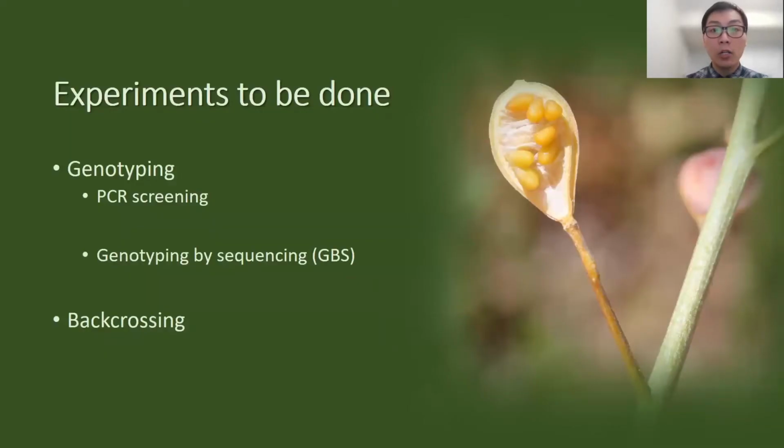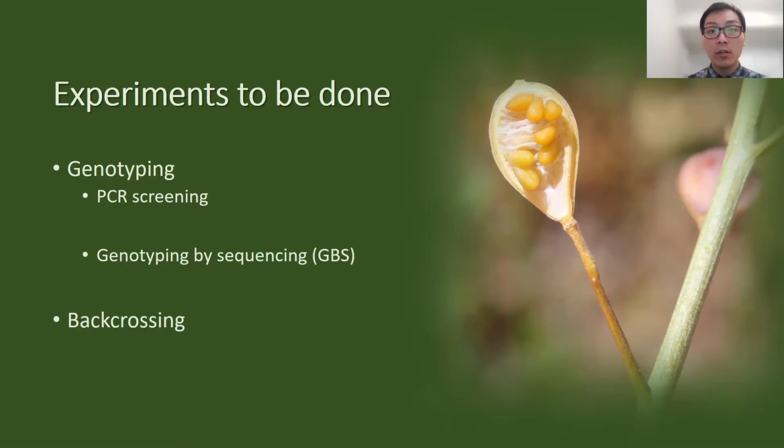So the second part of the experiment is genotyping. The 2 major techniques we use are PCR scanning and genotyping by sequencing. PCR scanning is used to detect whether deletions occurred in the Camelina genome. And genotyping by sequencing, also known as GBS, focuses more on understanding what exactly happens inside Camelina's genome.